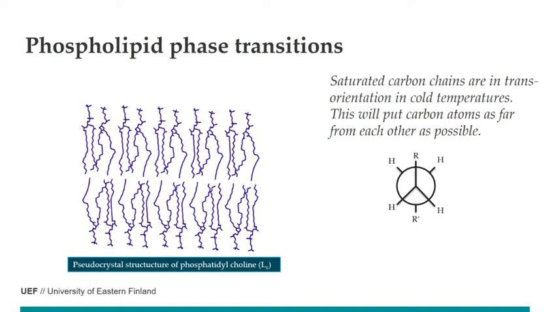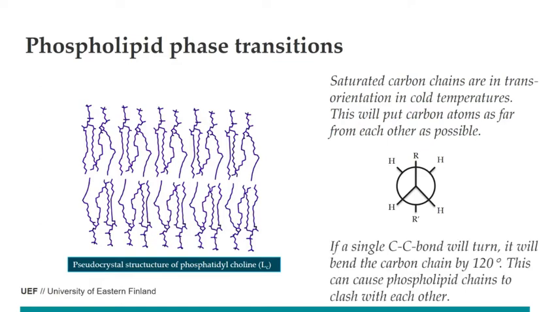But as you can see in this picture made when the pseudocrystal structure was detected, it's not always a zigzag. It's bending, etc. And if it bends, it will turn the carbon chain by 120 degrees.